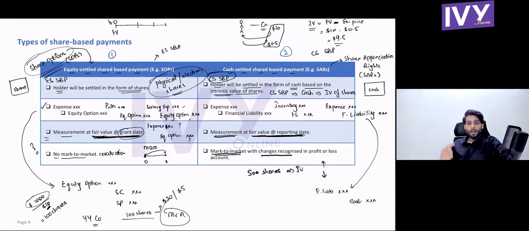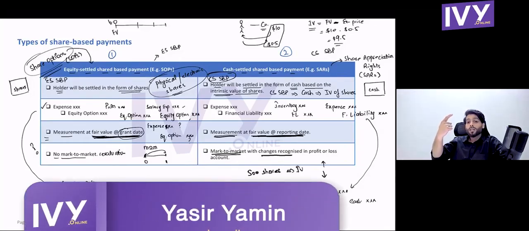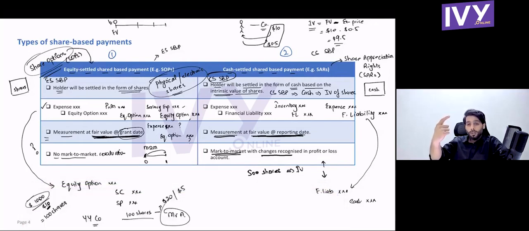Cash settled share based payment. In cash settled share based payment, the holder is paid in the form of cash, which is based on the intrinsic value of shares. Example, share appreciation right, SARs. The accounting entry is going to be expense or asset debit and financial liability credit because there is an obligation to deliver cash. Third, there you are going to use fair value at reporting date for measurement. That is, mark to market changes will be incorporated because the exposure is all upon us. Now that is all about share based payments.